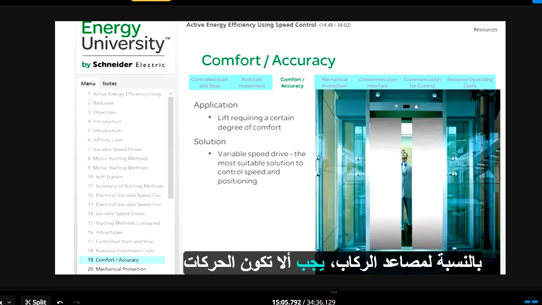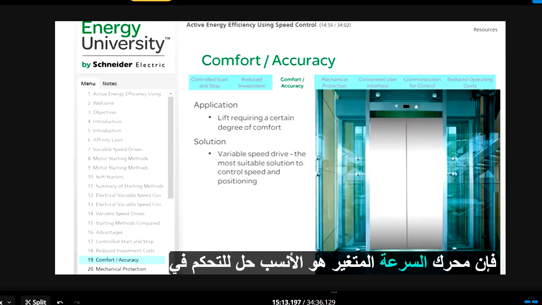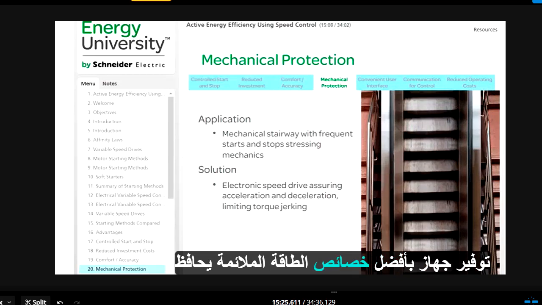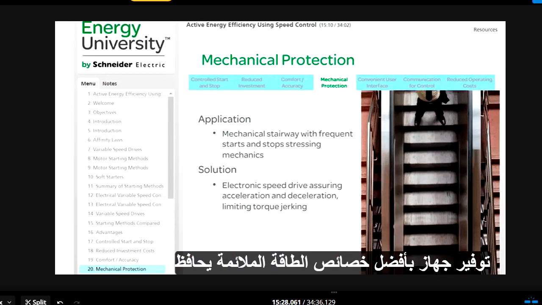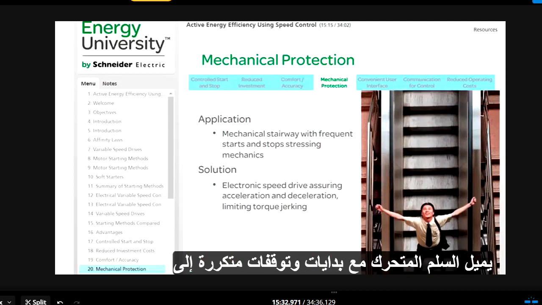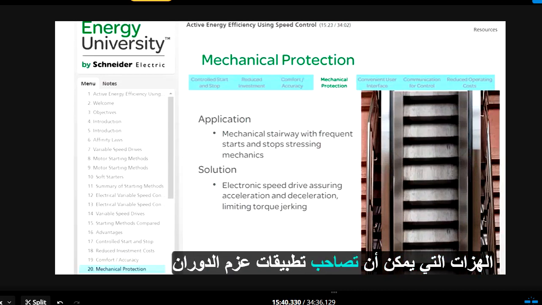For passenger lifts, movements must not be abrupt and perfect positioning is required independent of load. A variable speed drive is the most suitable solution to control speed and positioning. The variable speed drive also ensures braking control, which is synchronized to the movement. Providing a device with the best adapted power characteristics preserves mechanical parts. An escalator with frequent starts and stops tends to stress mechanics. An electric speed drive ensures acceleration and deceleration while limiting jerks that can accompany high torque applications.